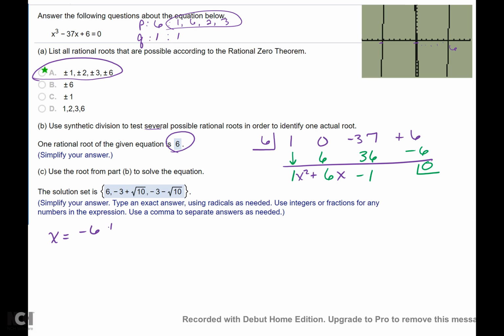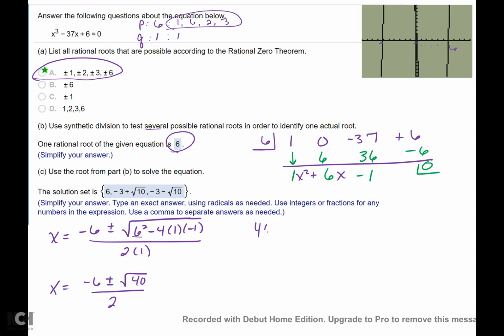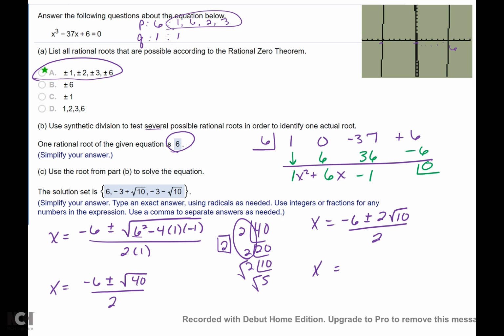So x equals negative b plus or minus the square root of b squared minus 4 times a times c all over 2 times a. That gives me negative 6 plus or minus the square root of, that's 36 plus 4 is 40, all over 2. If I break down 40, by 2 is 20, by 2 is 10, by 2 is 5. That saves a perfect square 2, and these two have to go back in. So now I have negative 6 plus or minus 2 square roots of 10 all over 2. And now I can reduce by 2, which gives me negative 3 plus or minus the square root of 10. So 6 I got from the graph, and those 2 I got from quadratic formula. Okay?